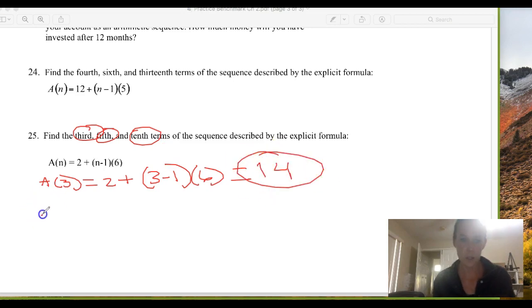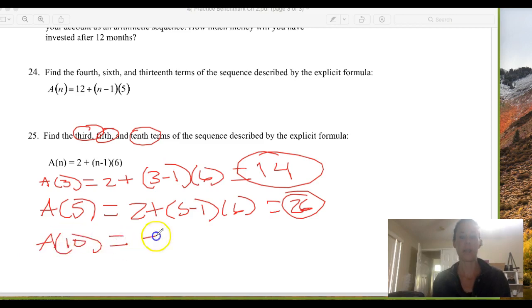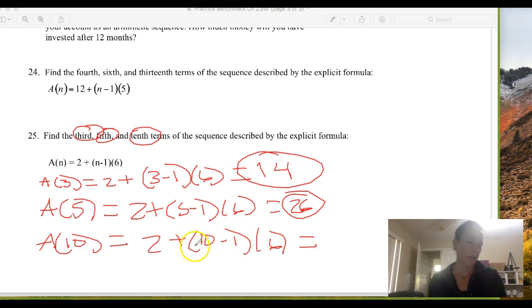There's your first answer. A sub 5 is 2 plus 5 minus 1 times 6. 5 minus 1 is 4. 4 times 6 is 24. 24 plus 2 is 26. Super easy. And then a sub 10, just plug in 10. 10 minus 1 times 6. Do the math. 10 minus 1 is 9. 9 times 6 is 54. 54 plus 2 is 56.